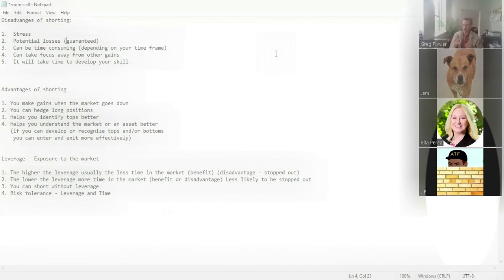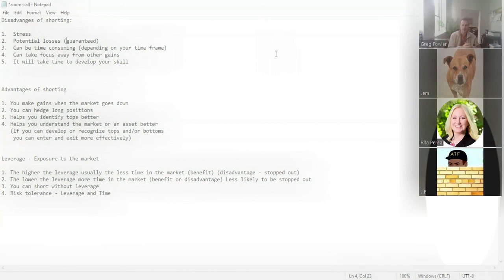So if I'm going to short Bitcoin from 69 and try to ride it down to 30 as an example, you're probably not going to have that on 100x leverage. The lower the leverage, you can have more time in the market. That could be a benefit or a disadvantage, depending on how you look at it. You're less likely to be stopped out.